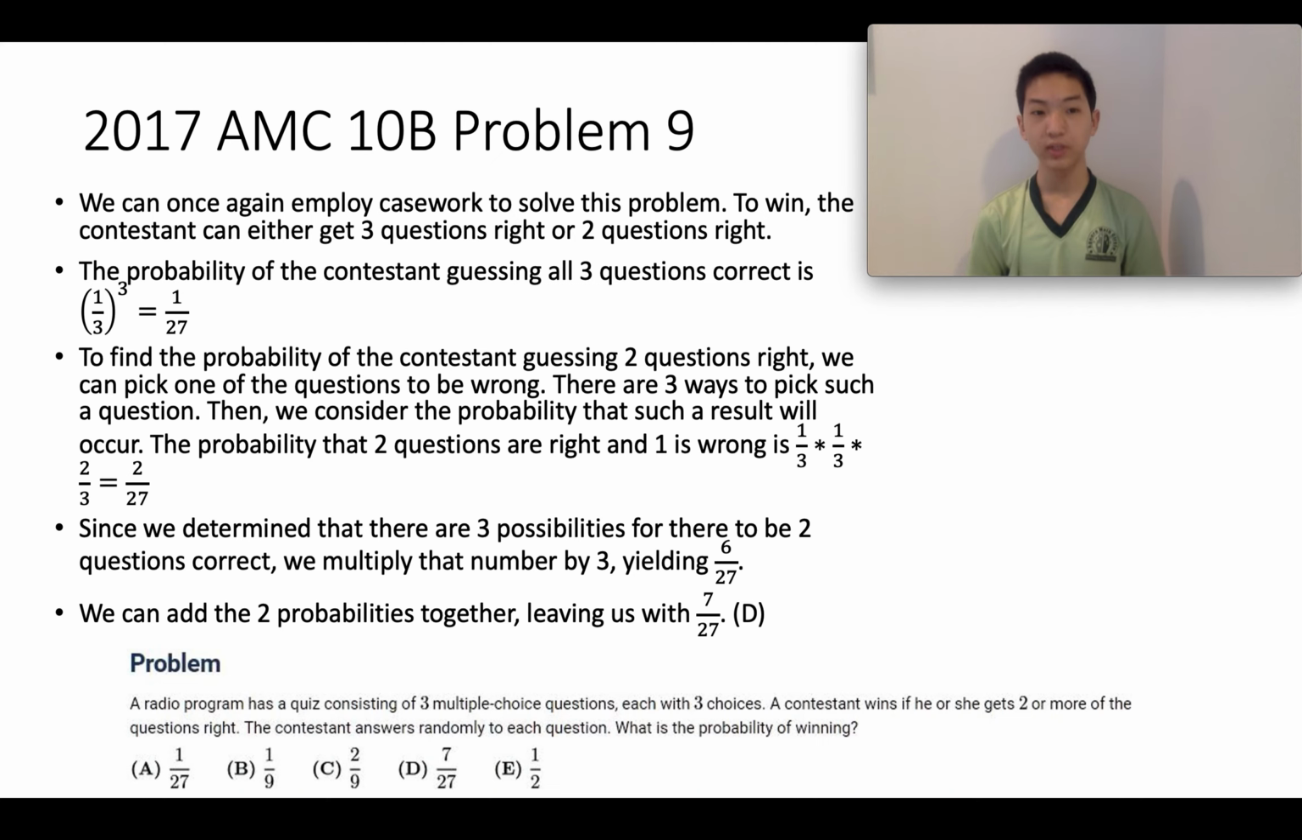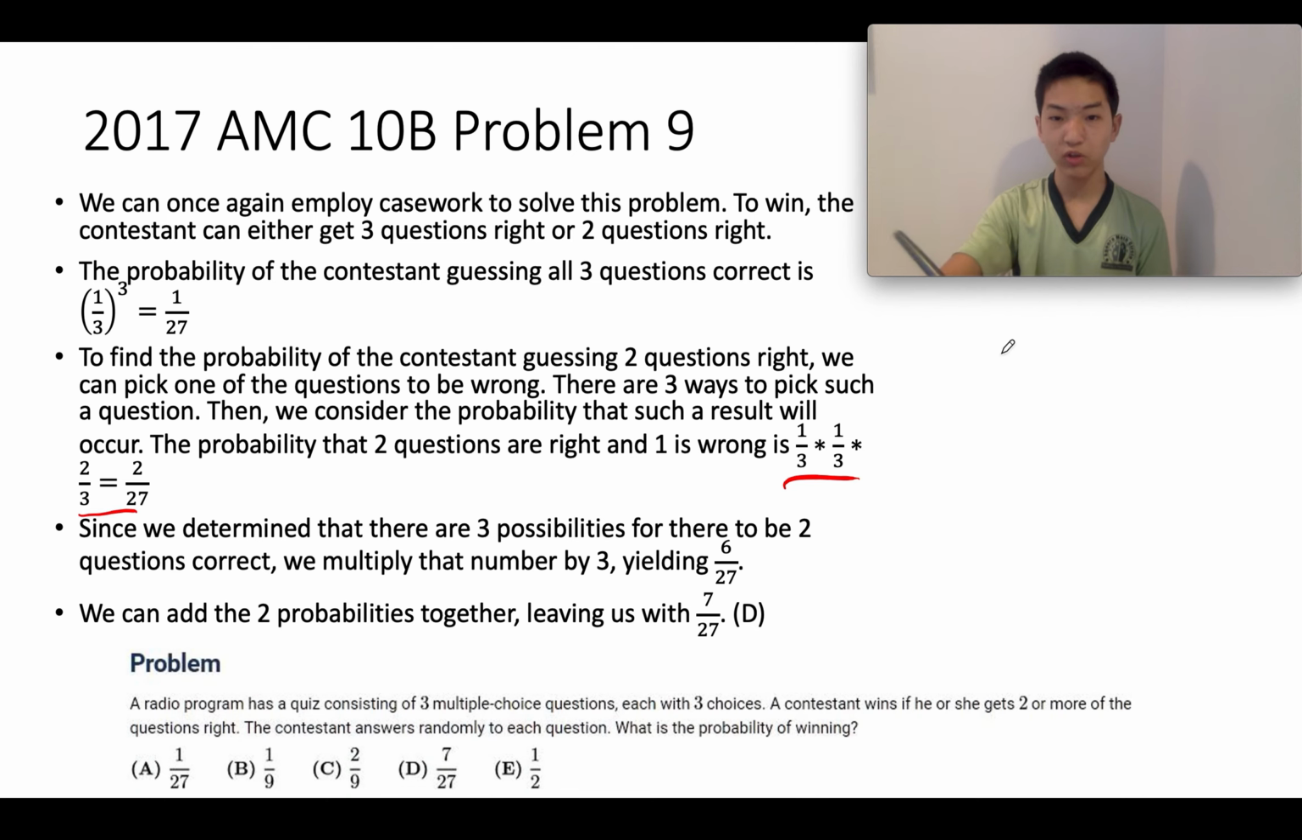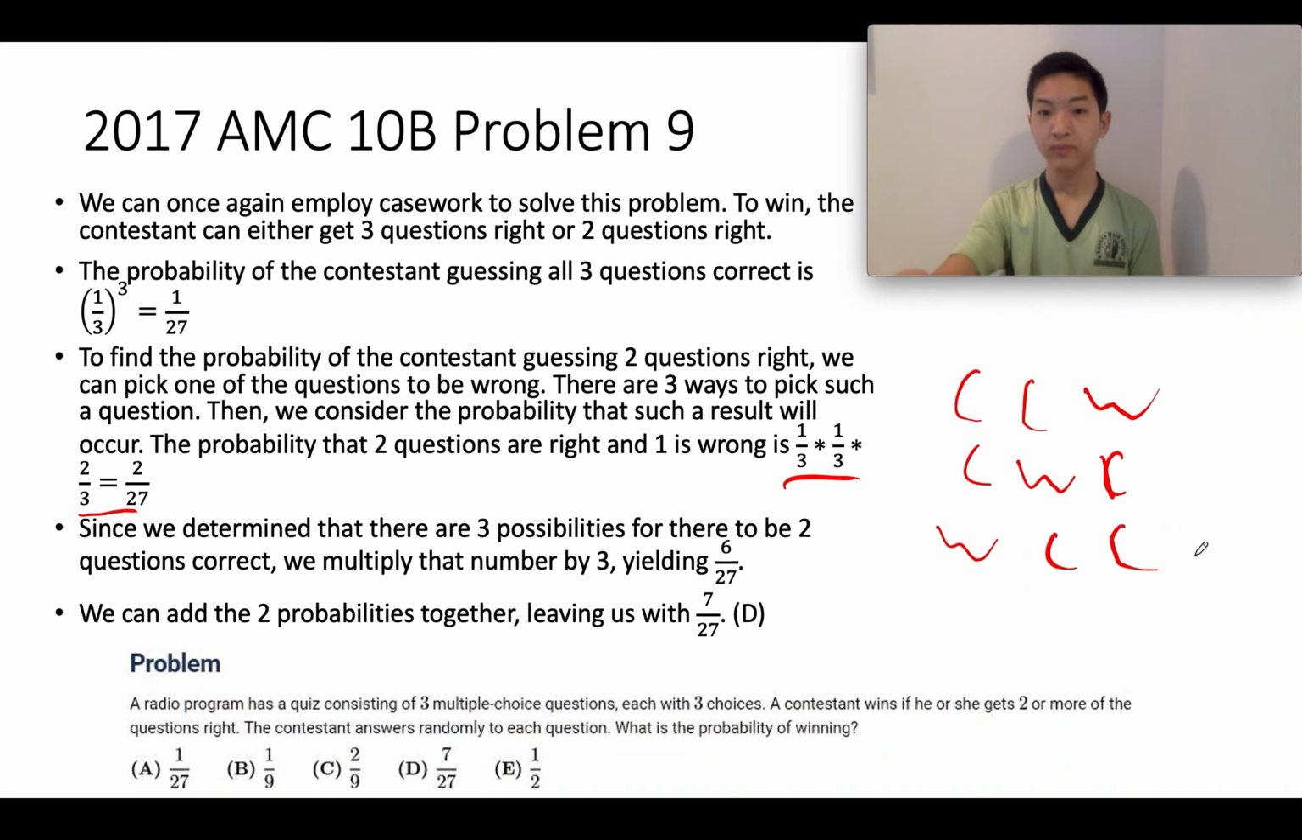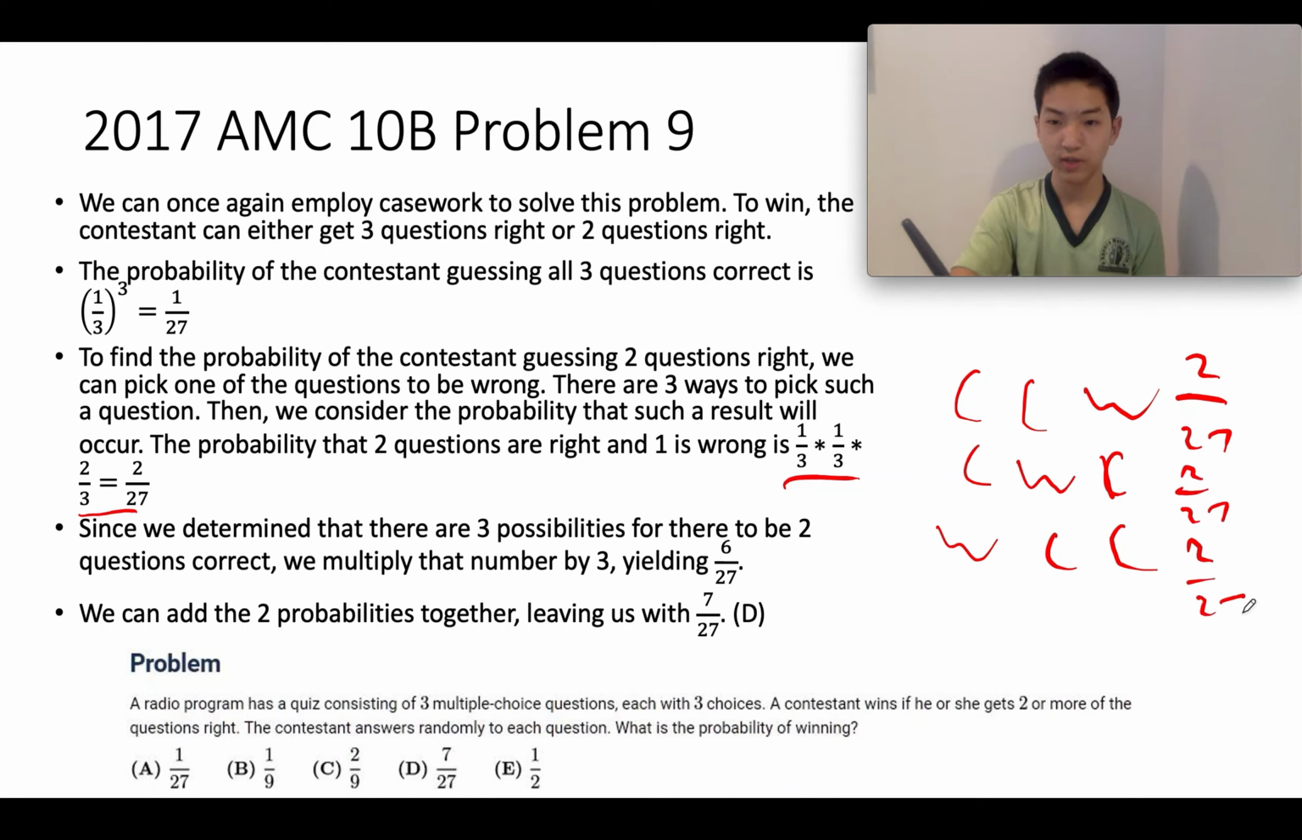And that probability, 2 over 27, only represents one of the possibilities, one of the orderings of the 2 correct questions and 1 incorrect question. If you want to see that visualized, this probability we have here, 1/3 times 1/3 times 2/3, would be correct, correct, and wrong. Well, there are 3 ways to do it, because you can also have correct, wrong, correct, and you can also have wrong, correct, correct. So 2/27 is just this one, but you also have 2/27 for that, and 2/27 for that. So in total, we have 6/27.